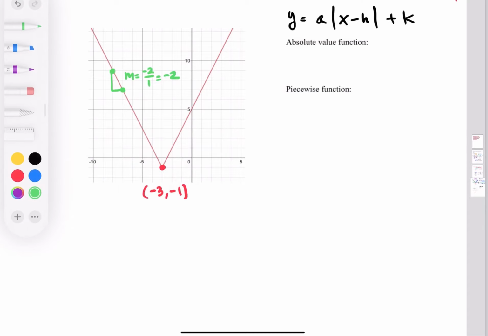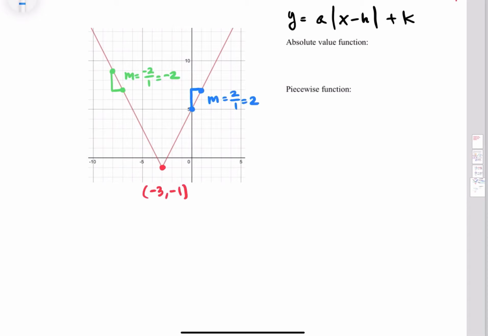And then our slope on the right, again, pick two random points as long as you can read the ordered pairs. We go up 2 and over 1. So that means it's +2 over 1, which is 2. We can recognize that we have the same slope, except one's positive and one's negative. So plus or minus 2. That's a big clue that we have that absolute value.